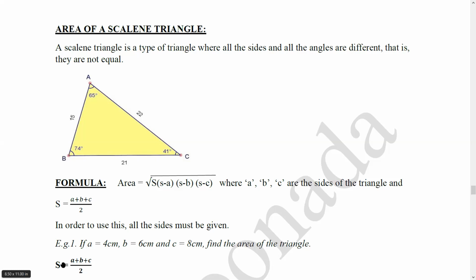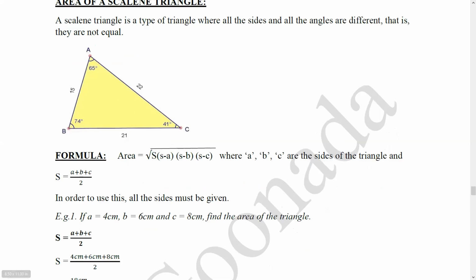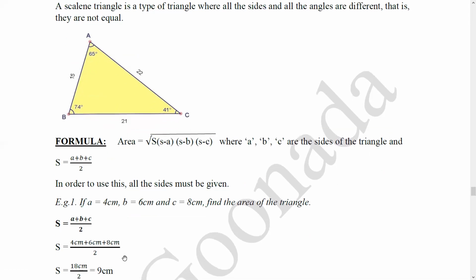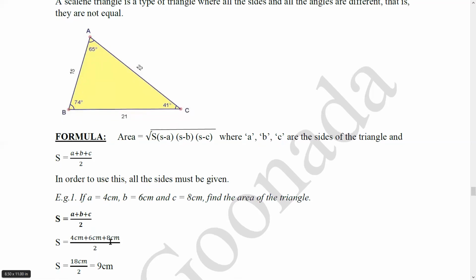So again, S is A plus B plus C all over 2. So we have 4 centimeters plus 6 centimeters plus 8 centimeters all over 2. And I hope you all are seeing that I'm not leaving out my units. I'm not just writing 4 plus 6 plus 8, getting 18 over 2, and saying, bam, the answer is 9 centimeters, with the centimeters just appearing out of the blue. I'm keeping it consistent, and that's how you have to do it in maths. You have to work for it, right? So 4 plus 6 plus 8 is 18 centimeters, over 2 is equal to 9 centimeters.